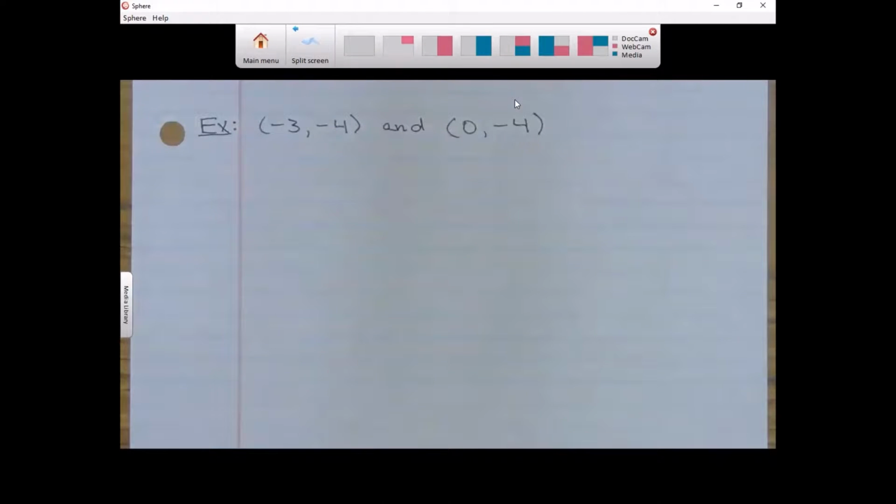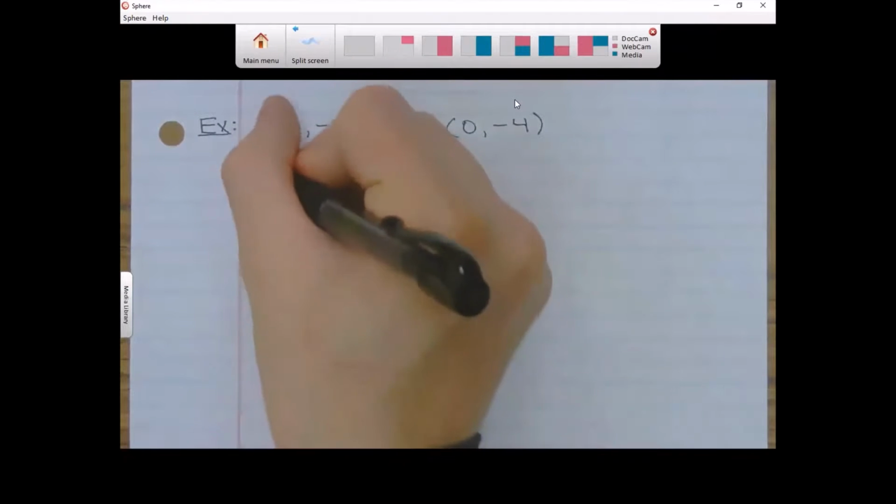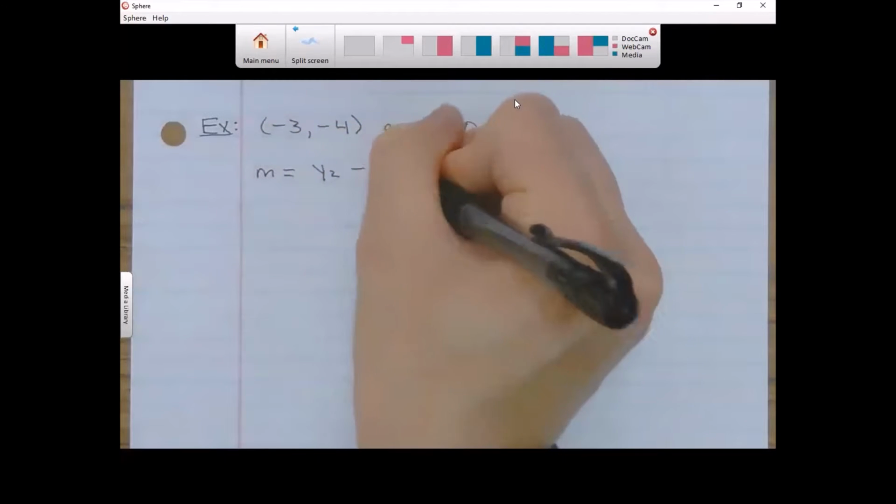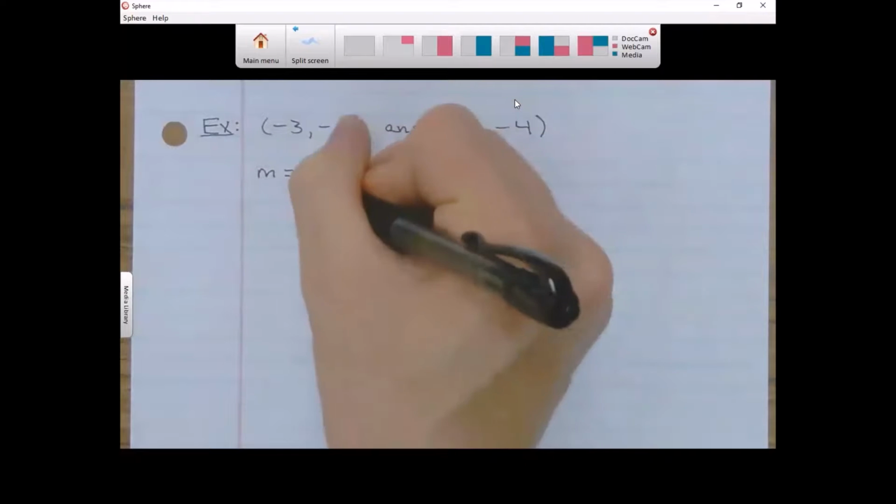So these are just going to be 2 points on the xy plane. We can draw a line through those 2 points, and we need to figure out what the slope of the line is first. So we're going to use the slope formula m equals y2 minus y1 over x2 minus x1.